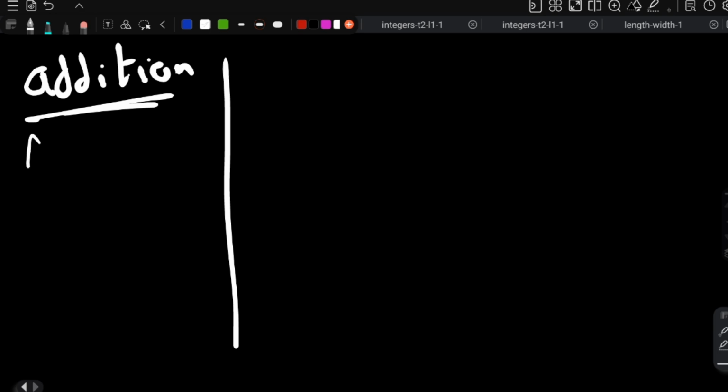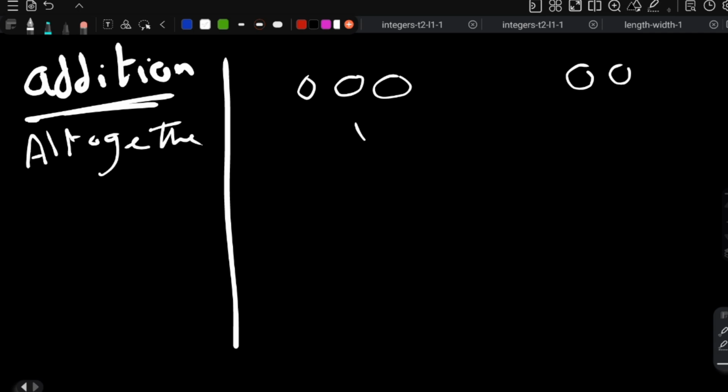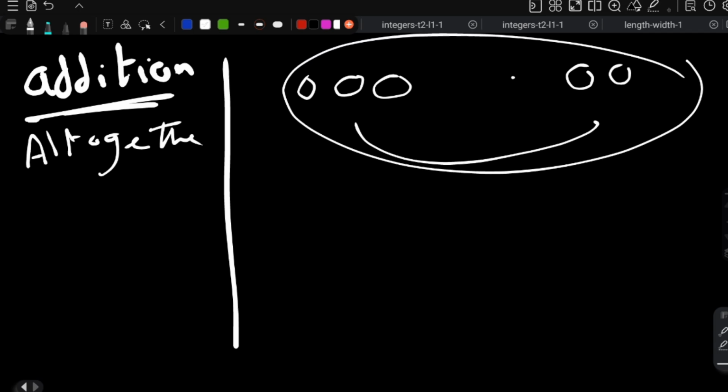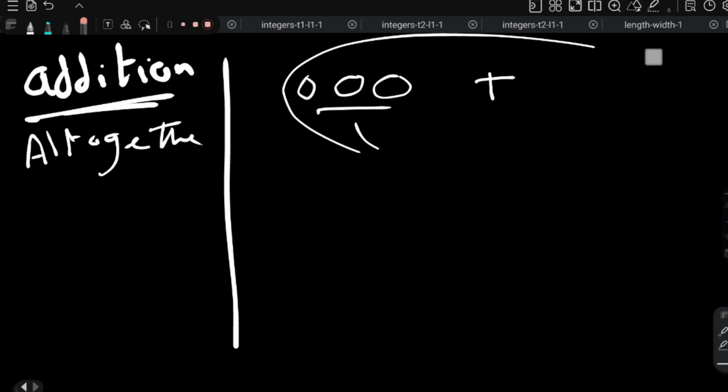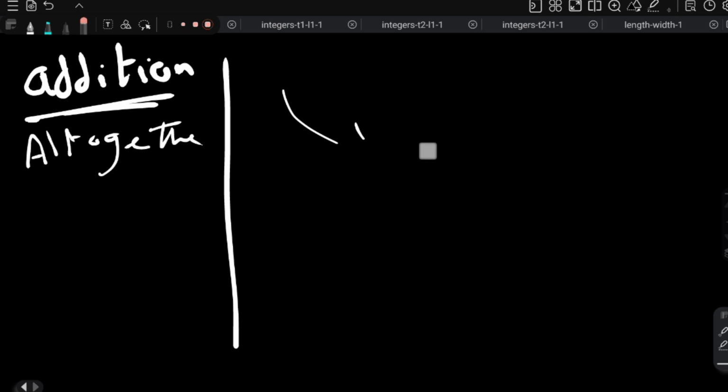For example, all together. It means that if you have 3 and they have 2 together, totally how many do we have? We will just add these 2 plus 3. The result of addition will be 5. So when I face all together, I will add these numbers that I have. Okay, but I have to read the question well and understand it.